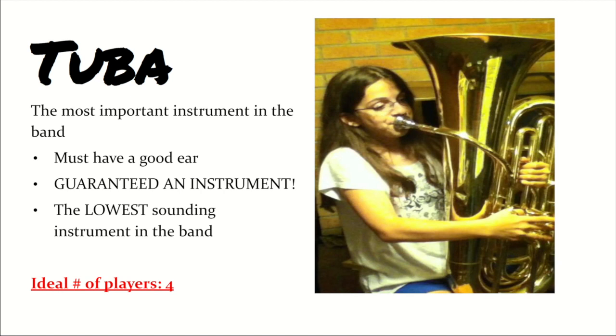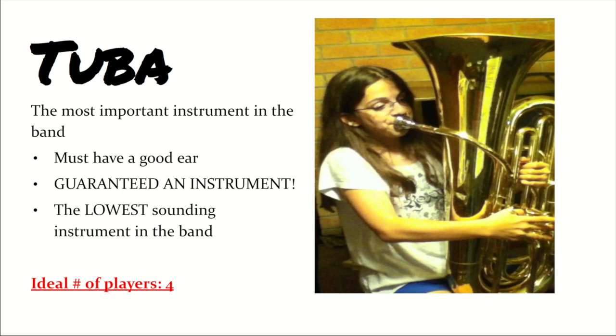So the lowest sounding instrument is the tuba, and it is, in my opinion, the most important instrument in the band. It is a very important instrument because the tuba forms the foundation of our sound. If we do not have strong or enough tuba players, our band cannot succeed. So this is why I start with this instrument. You do need to have a good ear because the pitches are very low. So if low pitches kind of all sound the same to you, this could be a challenge.